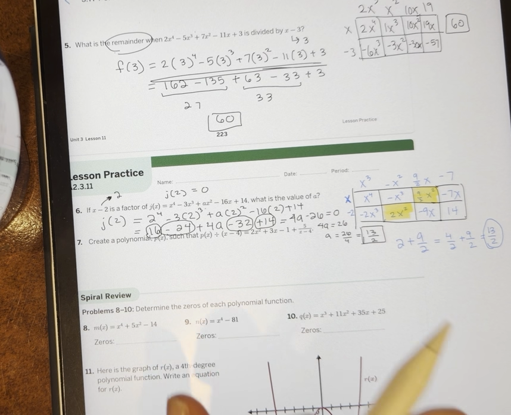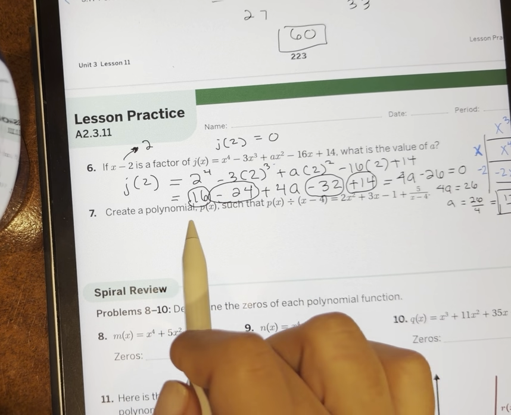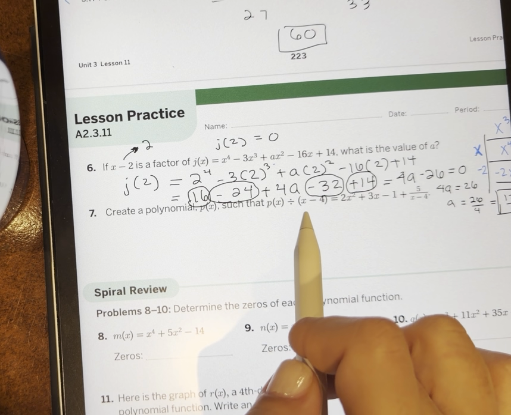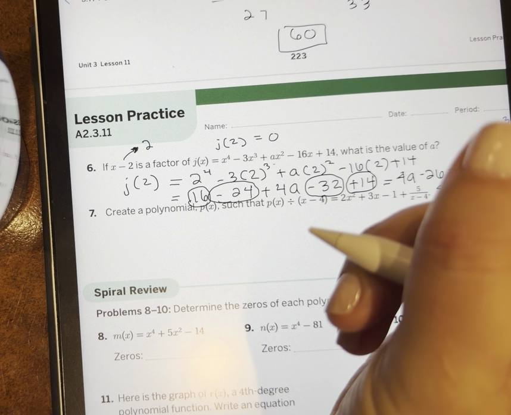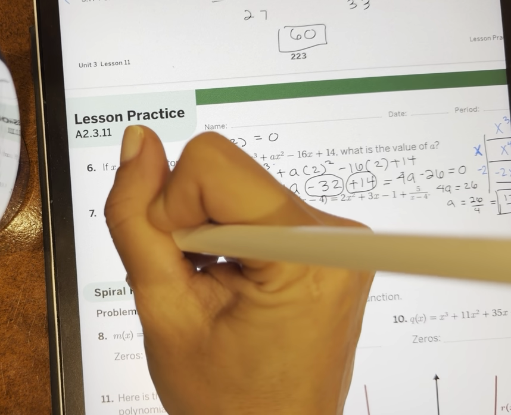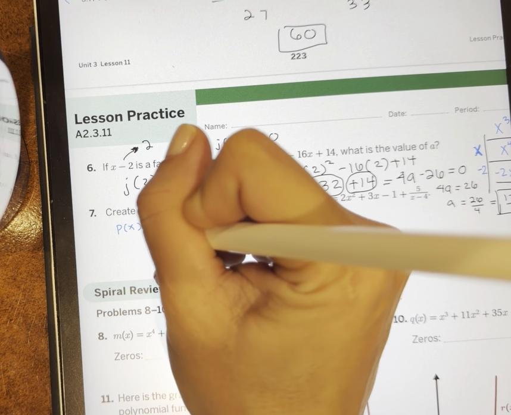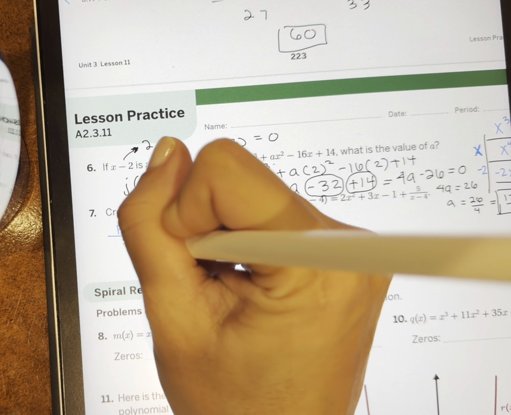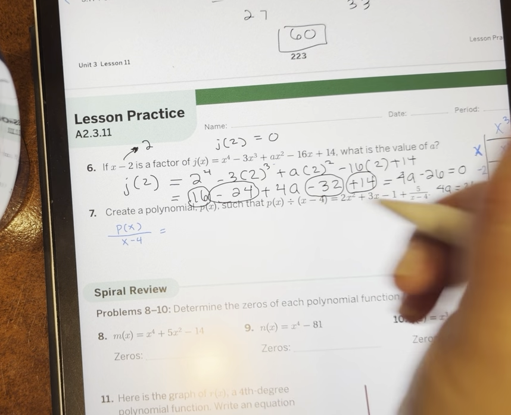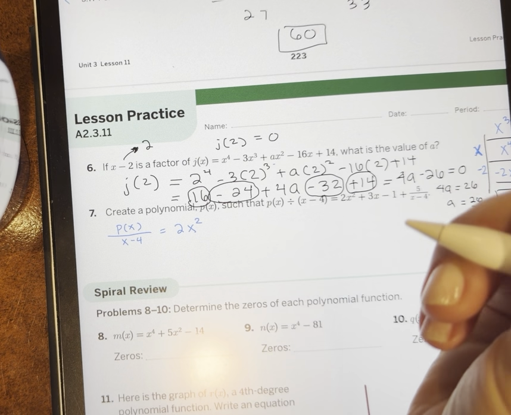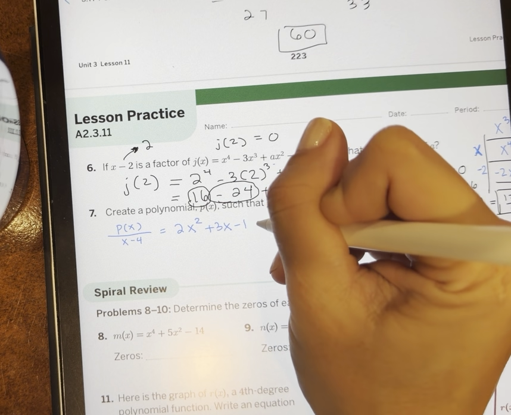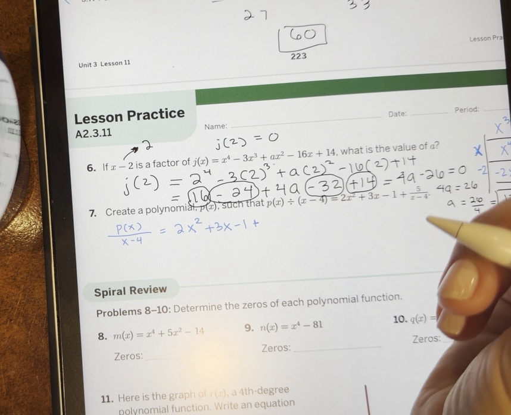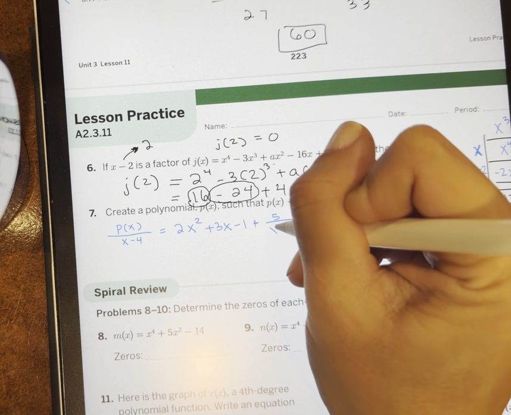Okay. Let's see what else they say. Create a polynomial p of x such that p of x divided by this equals this. Ooh. Okay, I'm excited and actually a little surprised because these questions are usually really hard. They're saying that p of x divided by x minus 4 equals 2x squared plus 3x minus 1 plus 5 over x minus 4.